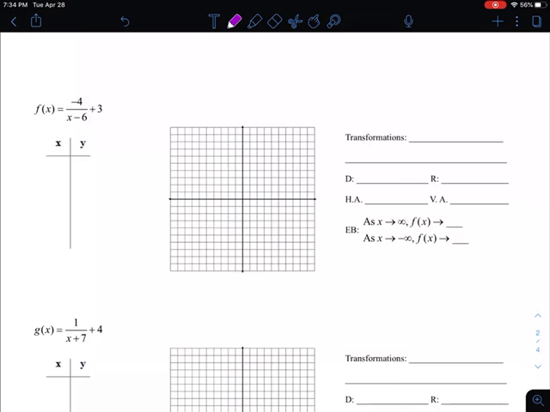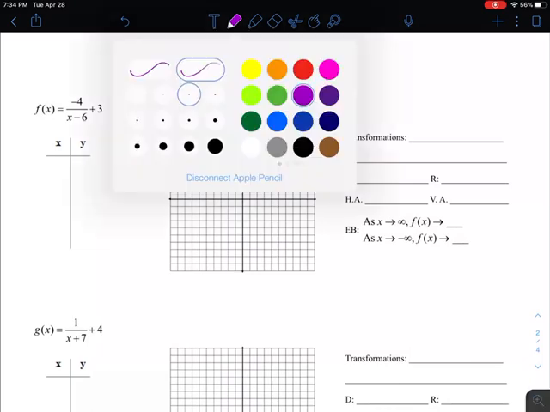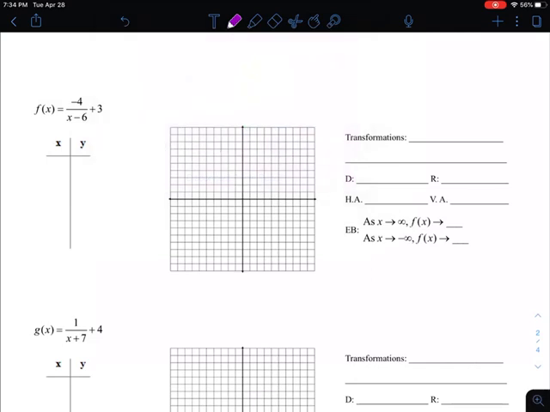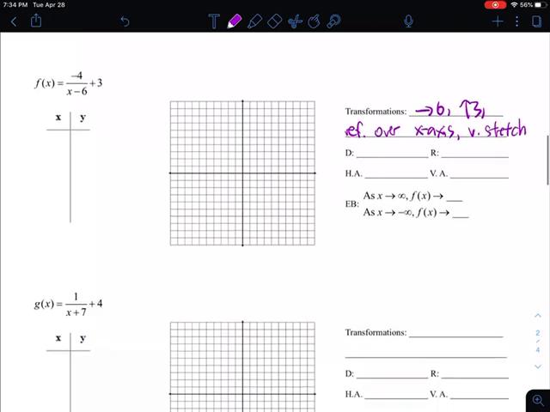Okay, so I'm going to walk through one more with you guys. But if you like, you can actually pause the video and try this yourself, and then we'll talk about this together. Okay, so let's first look at the transformations. We have right 6, up 3. Once again, reflection over the x-axis. And then the 4 tells us, once again, it's a vertical stretch.